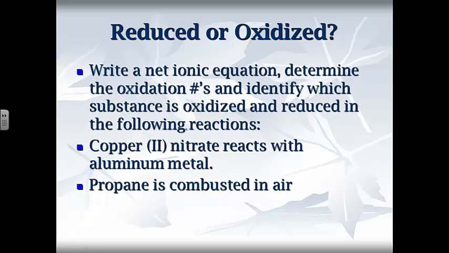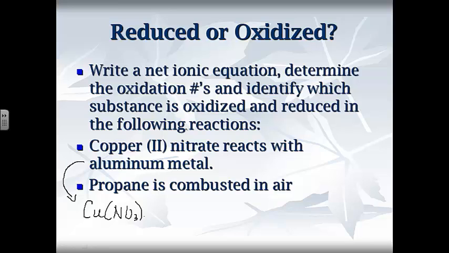So this is what we end up doing with these. We write a net ionic equation, determine the oxidation numbers, and identify which substance is oxidized and reduced in the following reactions. So first off, we're going to do copper 2 nitrate reacts with aluminum metal, and I'll see where we are time-wise. We may do propane together in class. First off, I have to write a net ionic equation. So first I have to write my balanced reaction and predict the products.